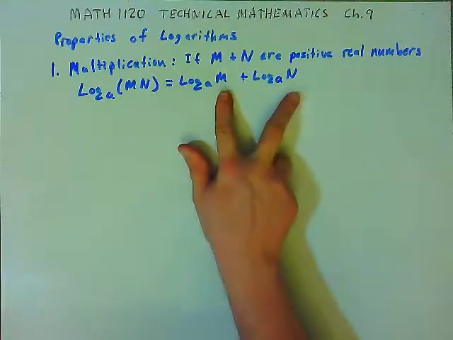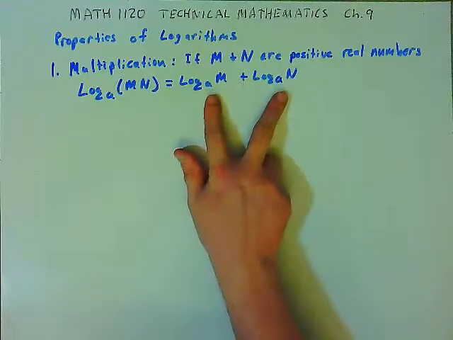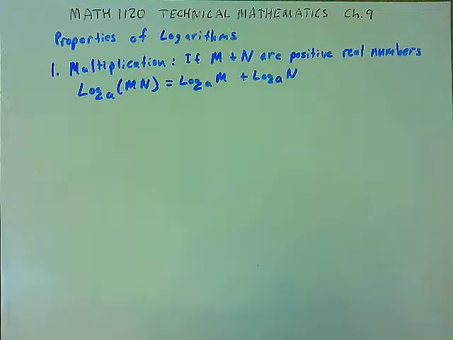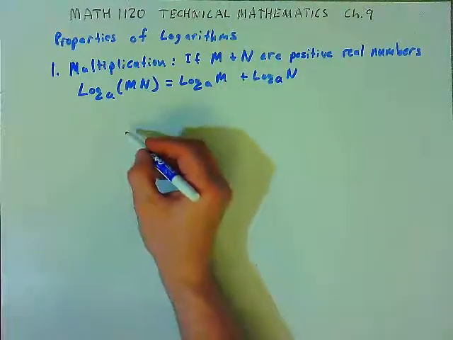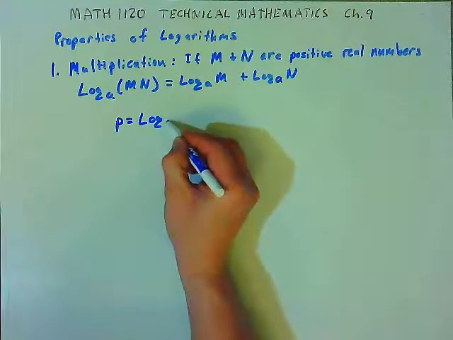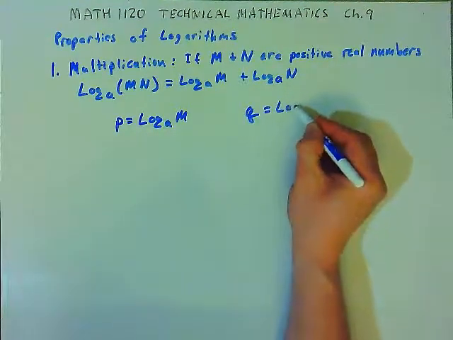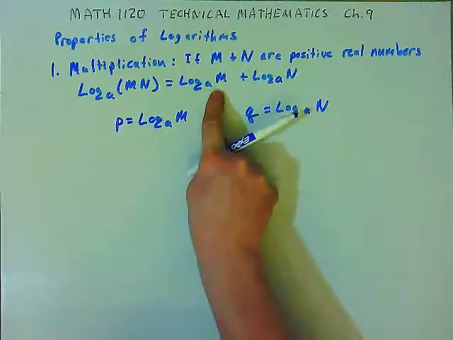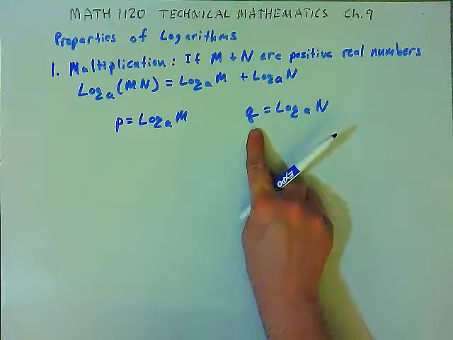M and n being the factors. So we can separate a logarithm of a product into the sum of two separate logarithms, right? So that's the first rule. And we want to prove this. And so to prove this, let's start by letting log base a of m be equal to p. Let's say that p is equal to log base a of m. And let's let q be equal to log base a of n, right? So log base a of m, we're letting that be equal to p. Log base a of n, we're letting that be equal to q.